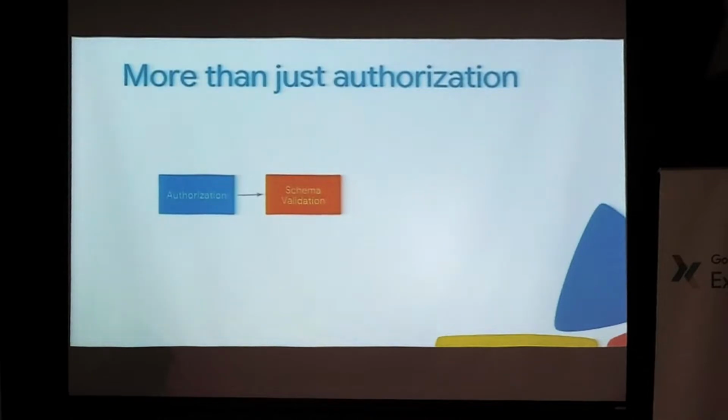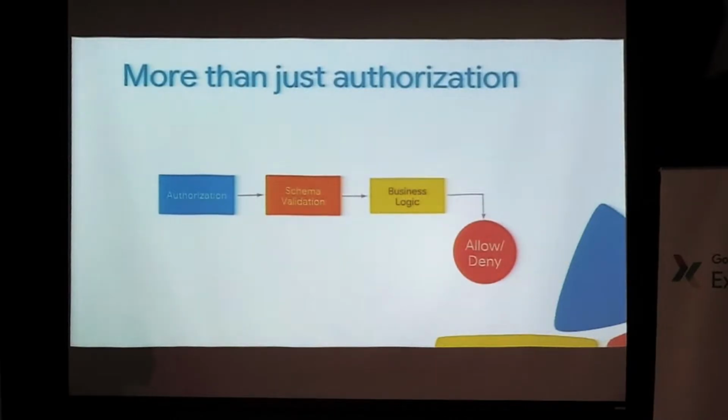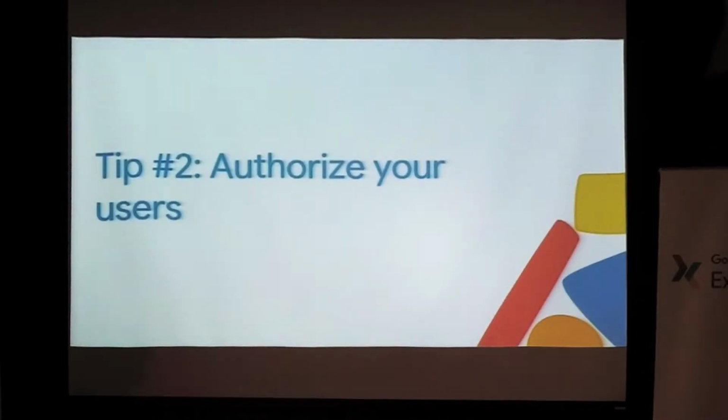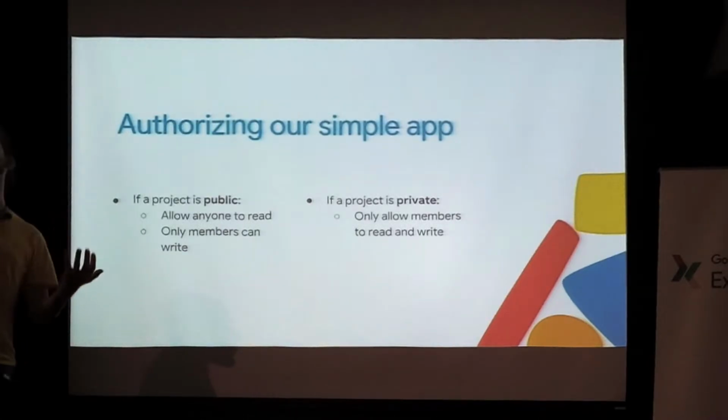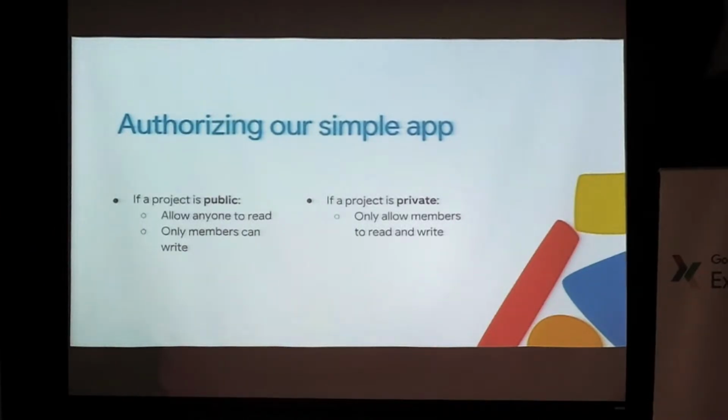So more than an authorization, we can use the schema validation and the business logic validation to allow or deny access to a certain data object or to certain functionality in your app. So what do you need in order to provide this functionality? Well, first you want to basically authorize access from your user to your data.